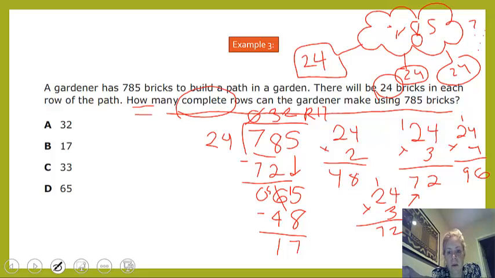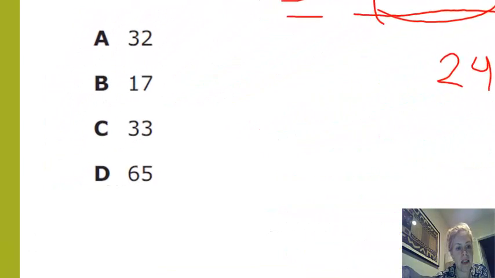This is when you have to go back to your question. Complete. I want a row that is complete. And in order for a row to be full, it has to have 24 bricks. So I can't make a row out of 17 bricks. It wouldn't be long enough. So the number of rows I can make is just the whole number. You ignore the remainder when it says complete. So my answer is A.